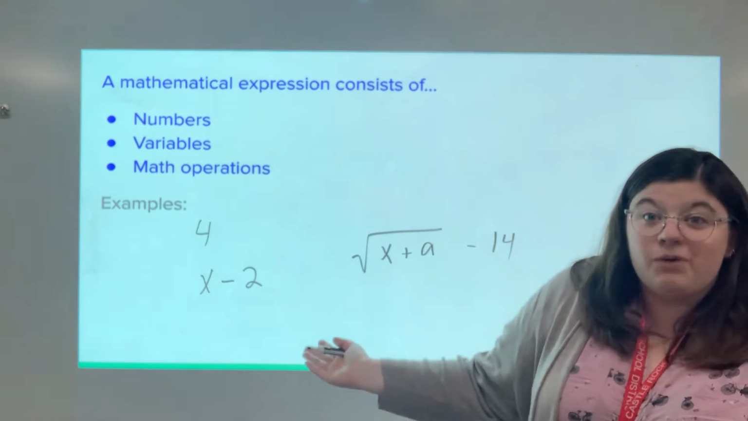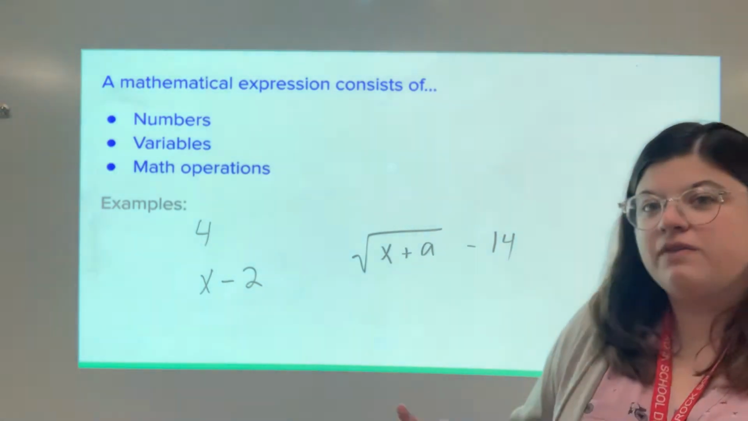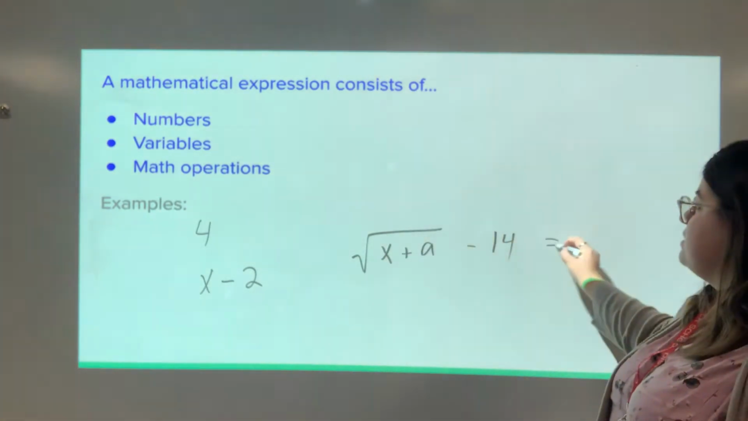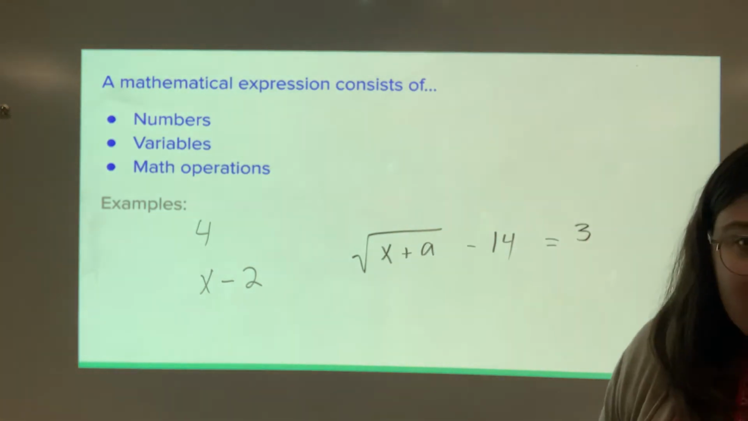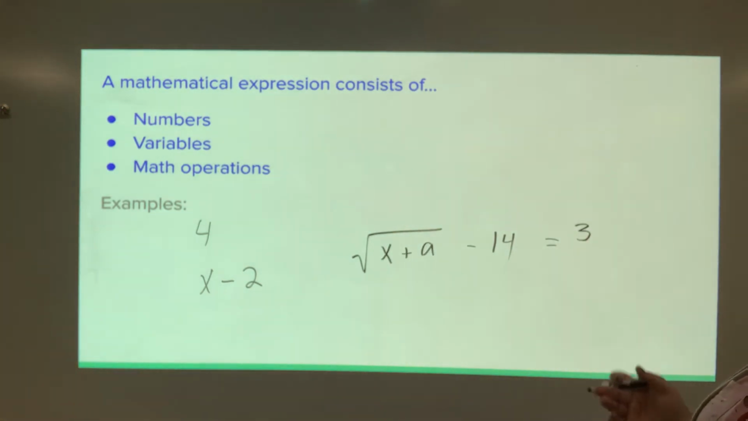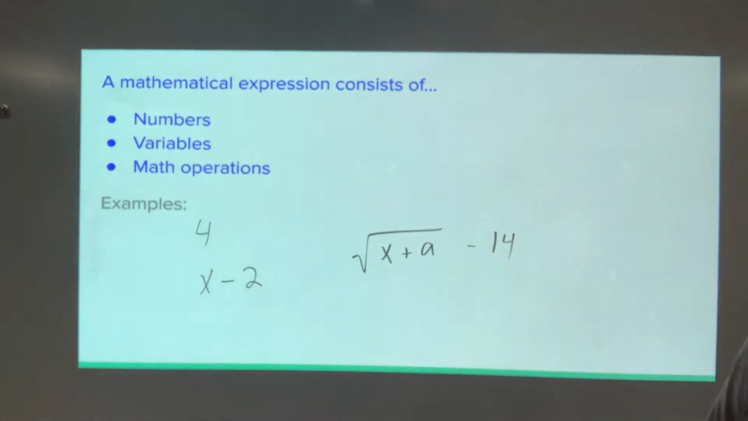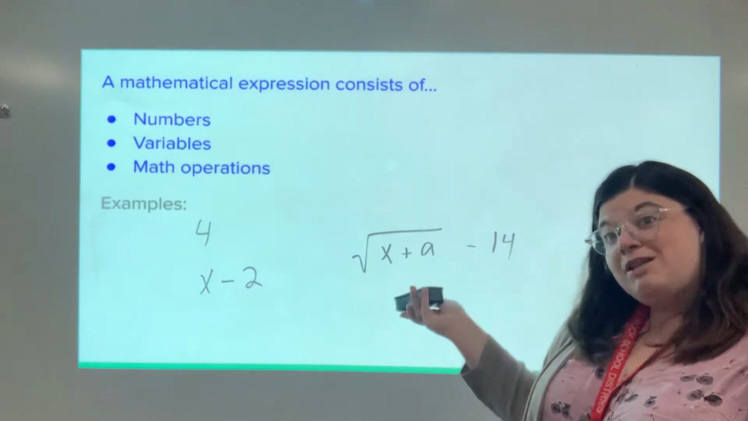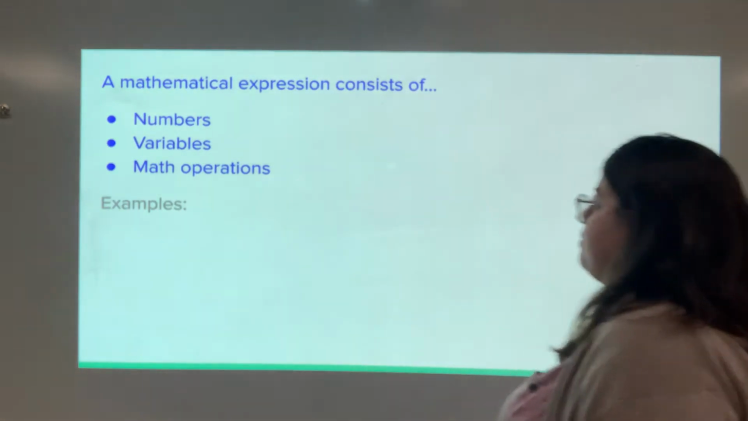What about square root of x plus a minus 14? That's an expression, okay? The difference between expressions and equations is that equations are actually setting an expression equal to something, say 3, and then you would have to try and solve for that. So in expressions, nothing is set equal. We're just looking at this and seeing what we can do with it, okay? Again, they're not going to be this complicated, but that's an example of an expression. Anything that has numbers, variables, or math operations.